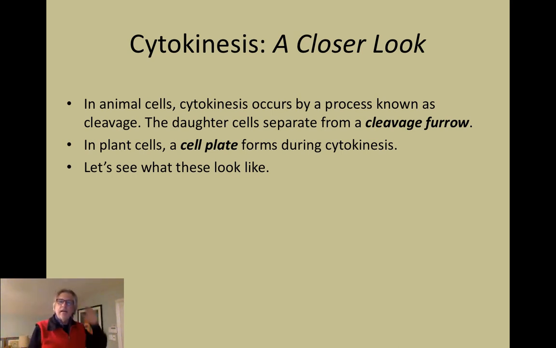Finally, I want to look at cytokinesis. In animal cells, cytokinesis occurs by a process known as cleavage. The daughter cells separate and form what's called a cleavage furrow. Cleavage literally means to cleave something or to cut it in half. In contrast, in a plant cell, a cell plate forms during cytokinesis. So let's see what these look like.